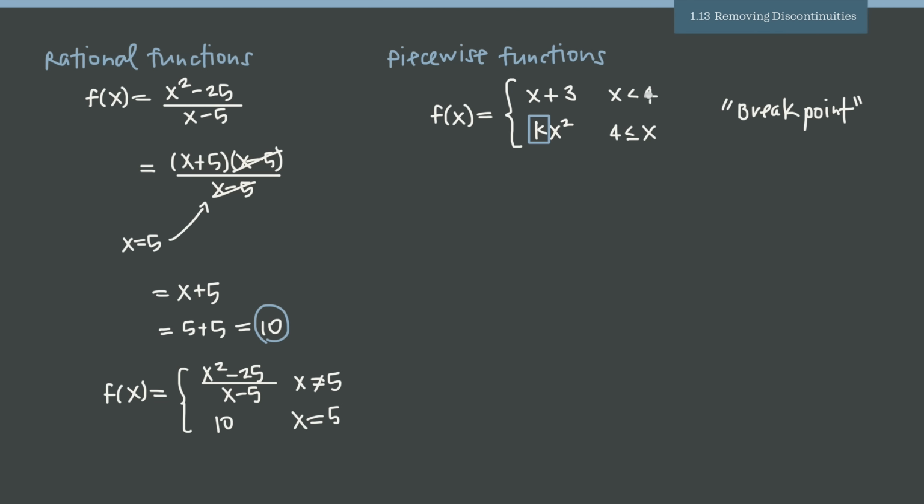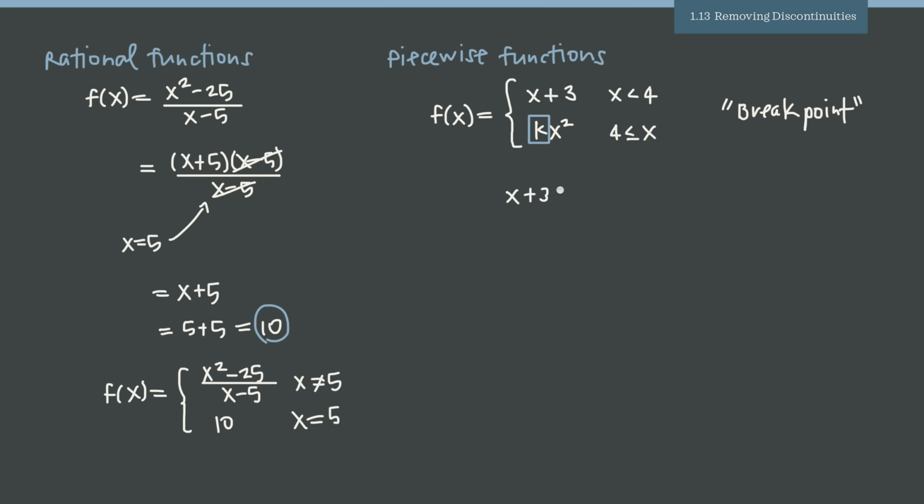Because for everything to the left of 4, everything less than 4, this first piece defines the function. But then as soon as we hit 4, if we're at 4 itself or to the right of 4, greater than 4, then this second piece takes over. So x equals 4 is the breakpoint. We need to be able to identify that. The only other thing we have to do to solve for this value of k that forces the continuity of this function is just to set the pieces equal to each other.